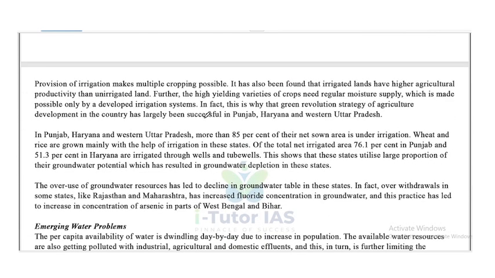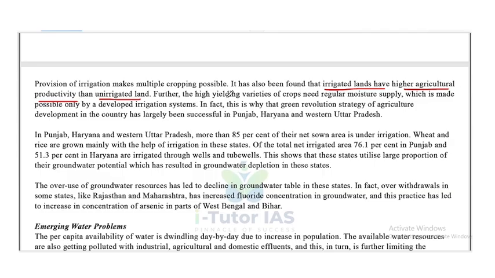Now, provisions of irrigation makes multiple cropping possible. It has also been found that irrigated lands have higher agricultural productivity than unirrigated land.